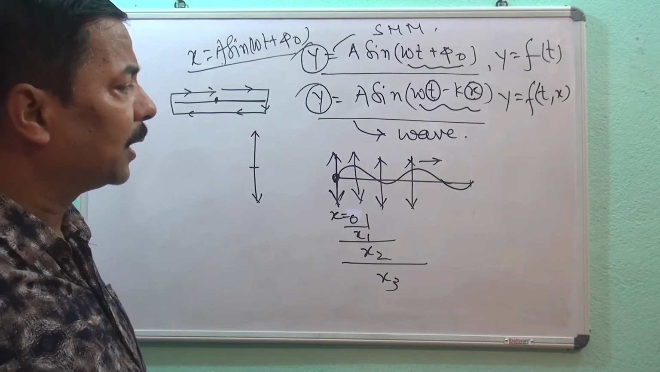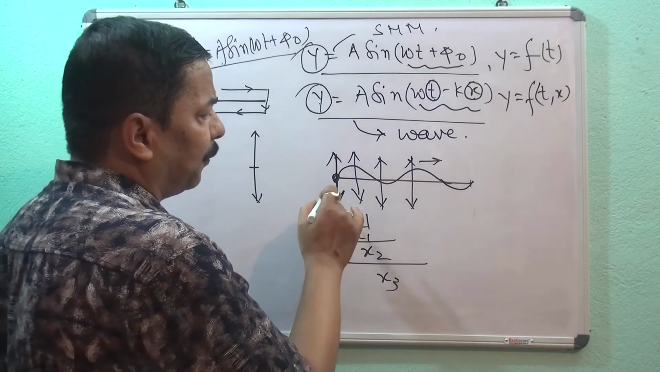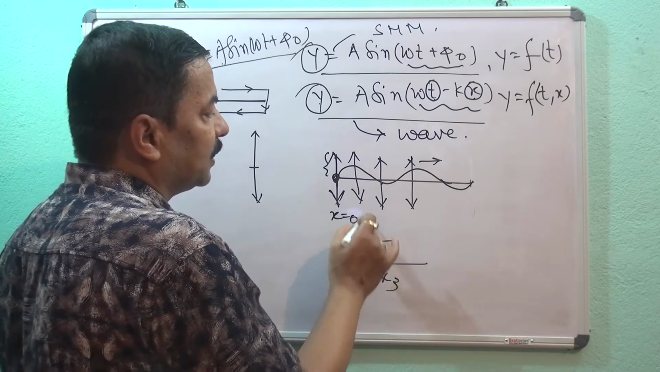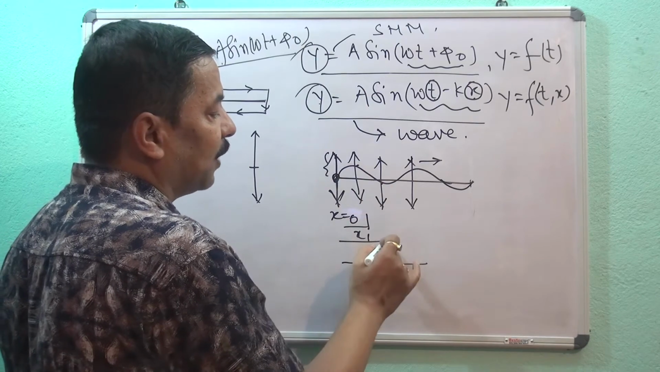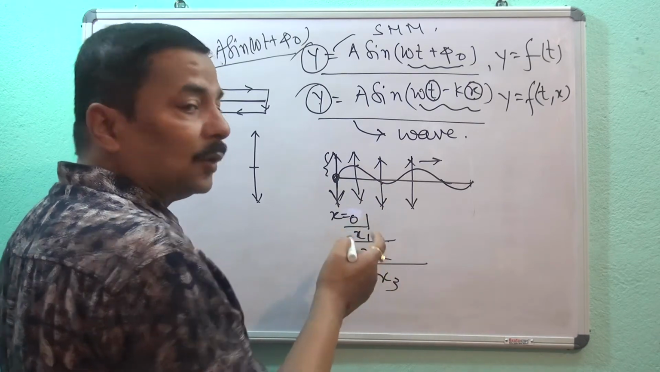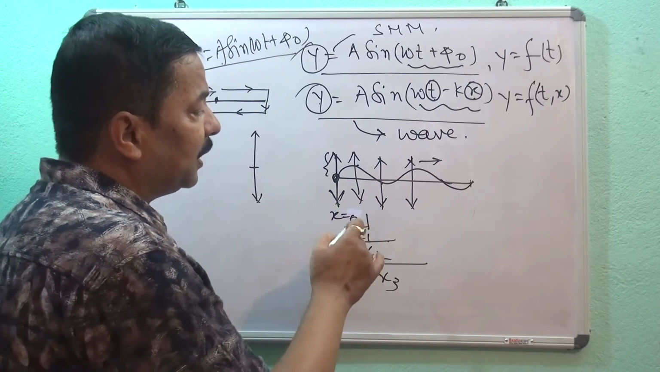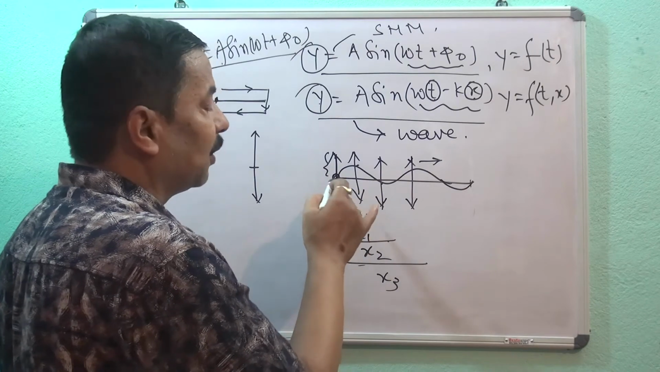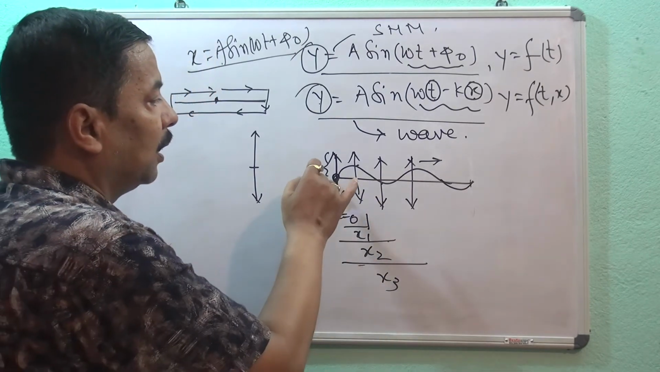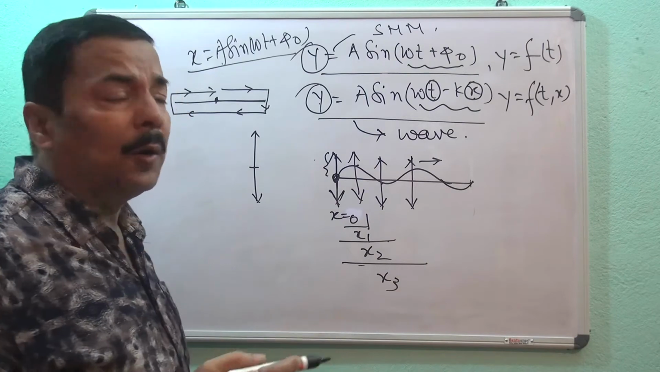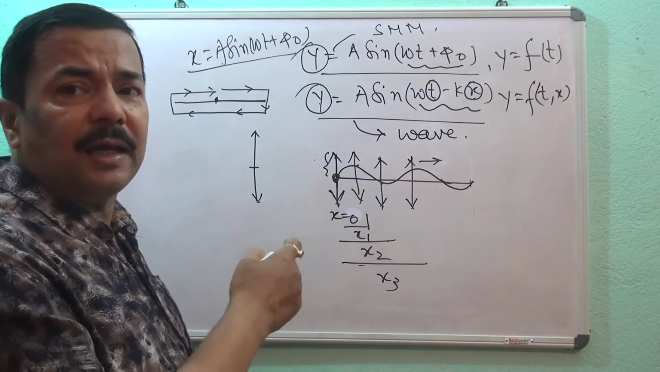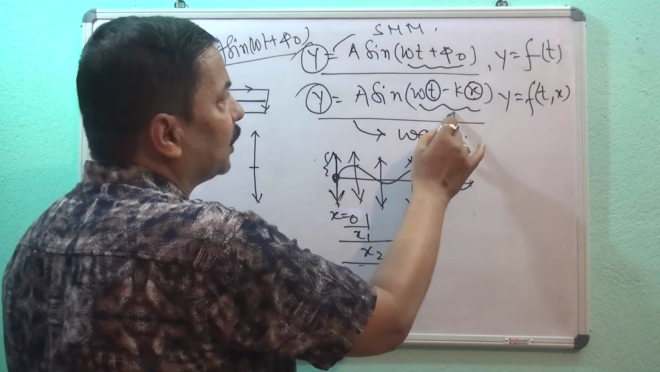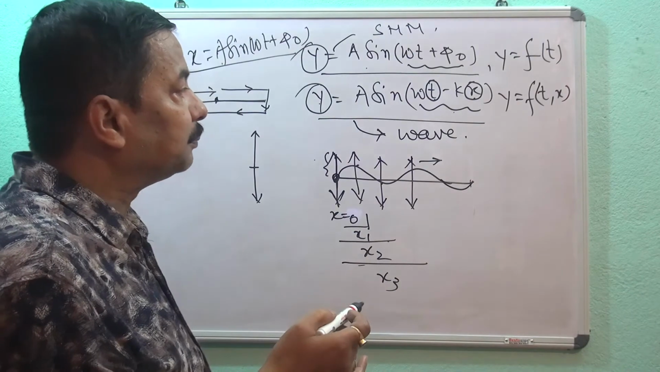What I mean to say here, carefully listen, is that for every x, the y is different. You see, for this x the y is this much, and for this x the y is this much. So not only time is the factor, but distance is also responsible for finding the value of y, that is the displacement. So in a wave there are infinite particles doing simple harmonic motion. This is the wave equation and this is the simple harmonic equation.